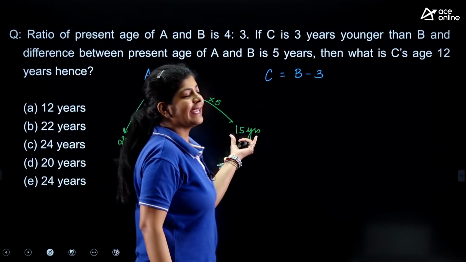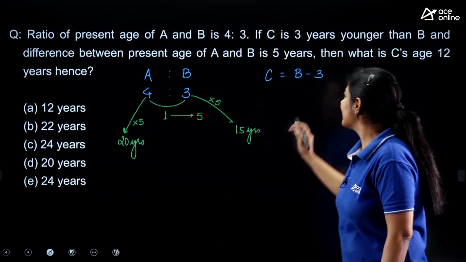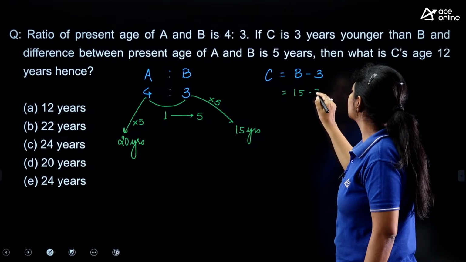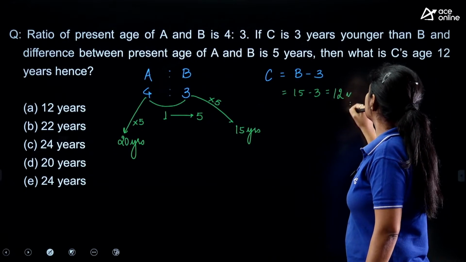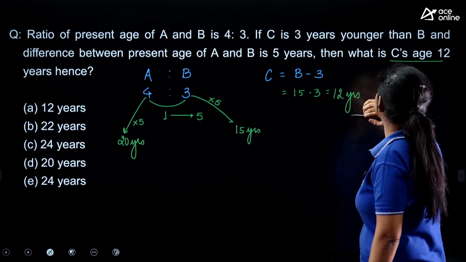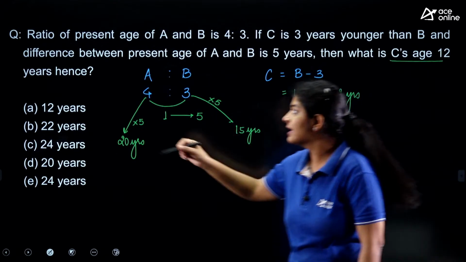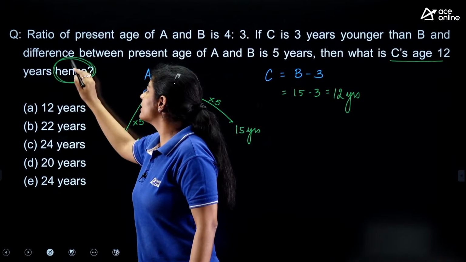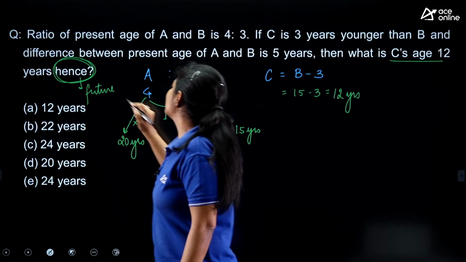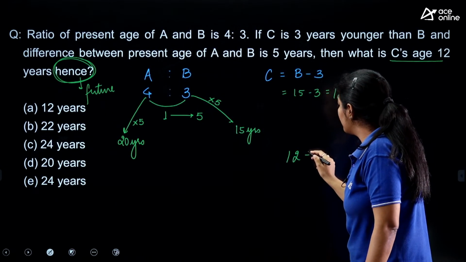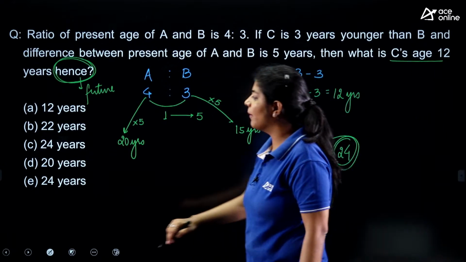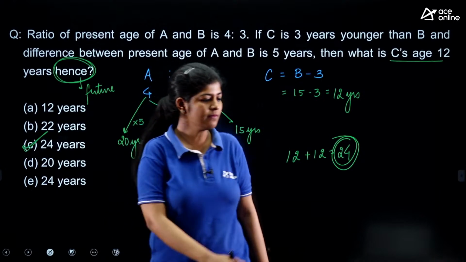So if the present age of B is 15 years, we can easily get the present age of C. That is nothing but 15 minus 3, 12 years, right? And what we have to do is find out C's age 12 years hence. And we know that whenever we use this particular word, it means we are talking about the future. So we simply need to add 12 more to it, and we will get the answer as 24 years. Option number C is the correct one.